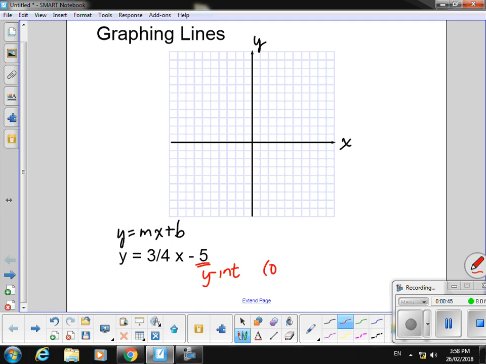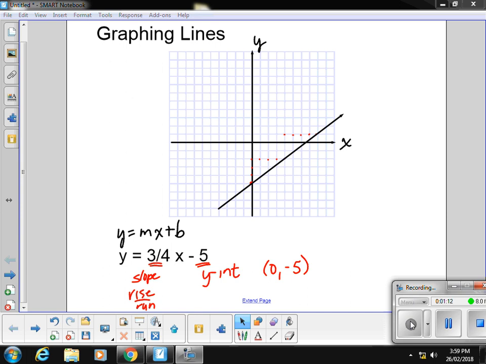And it could be written as 0, negative 5. So I would have a starting point right here. I know that the 3/4 is my slope, which would be my rise over run. So I could take the 1 point that I know and go up 3 over 4. I could do that any number of times actually. And I have got my line.